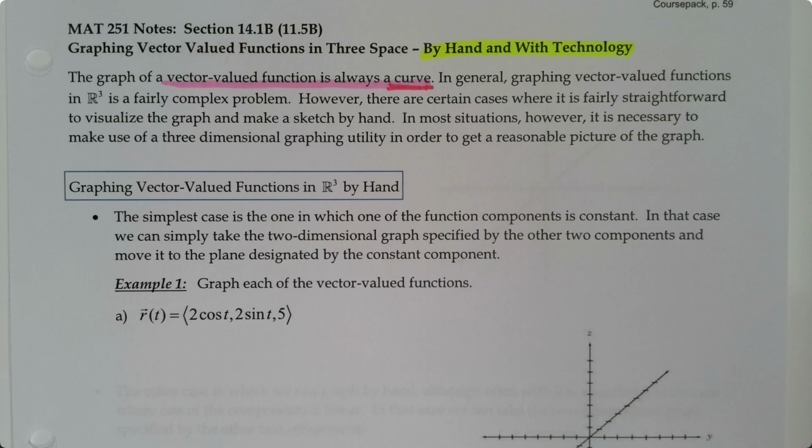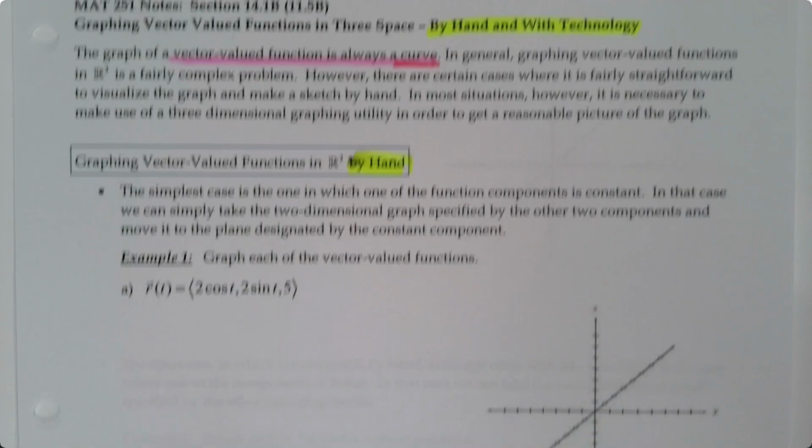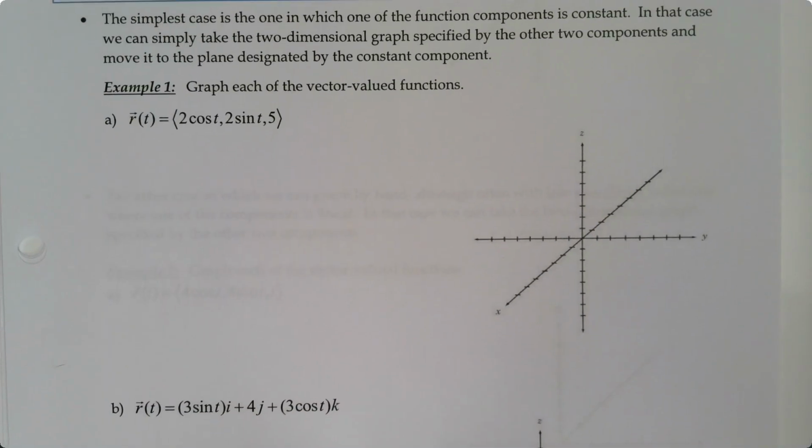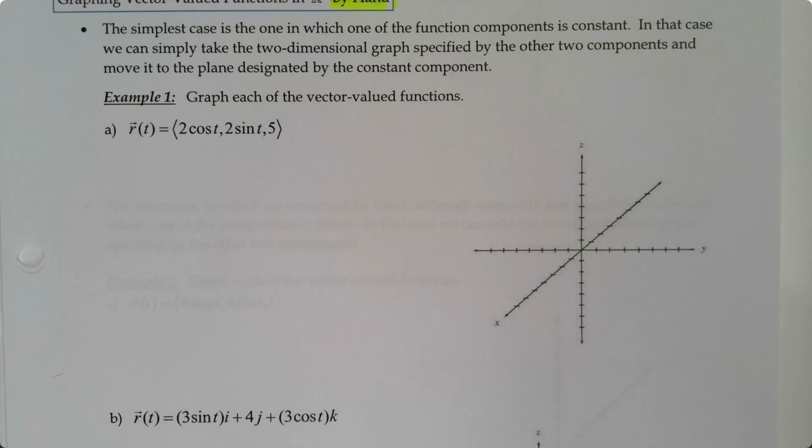Now, that said, there are a few cases that are actually okay. They're pretty easy to draw, and we can manage them by hand. So that's what we're going to do first. We're going to draw some things by hand, and we're going to back ourselves up with Maple, and we'll draw them both ways. All right, now the simplest case is when one of the components is a constant.